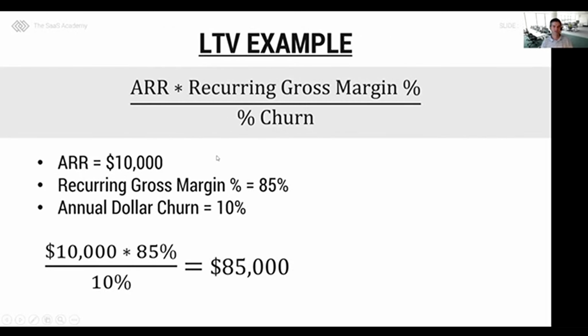Let's say our ARR is 10,000, cohorts coming in, our recurring gross margin is 85%. So we multiply the two, divide by our dollar churn, and we get, in this case, 85,000 of LTV. And again, SaaS metrics are not as good used in isolation. This could be good to us, bad to others, and that's where you want to then compare LTV to CAC to see, hey, how much can I spend on a customer to acquire them?